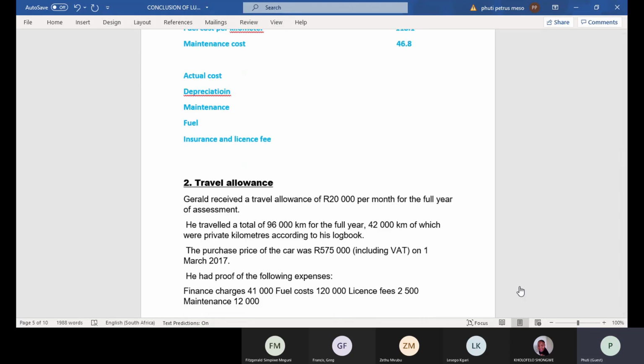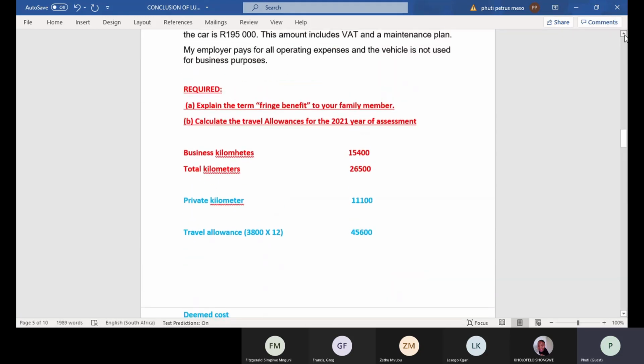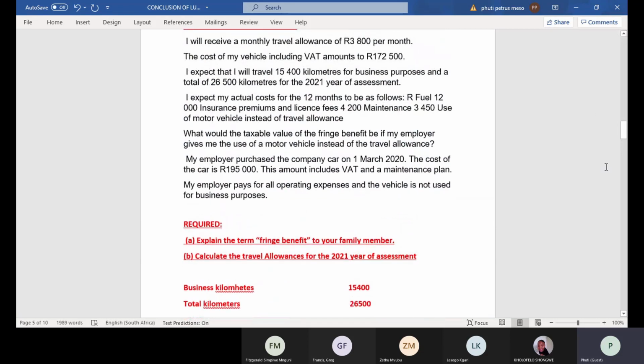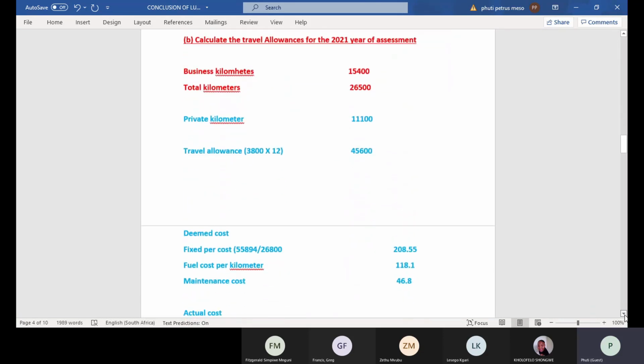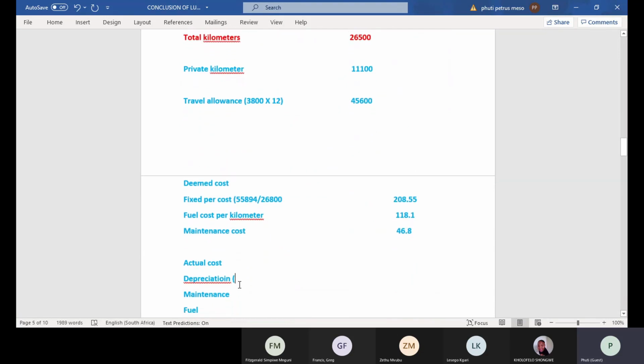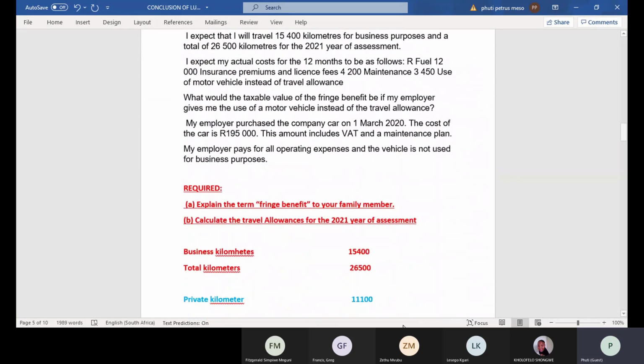Right. How do you calculate your depreciation? Let's start there. How much is the depreciation? Okay, you're going to look at what's called the cost of the vehicle. Let's have a look at how much is the cost. The cost is an amount of 172,500 rand, and then this is how you do that. Your depreciation will be calculated as 172,500 rand.